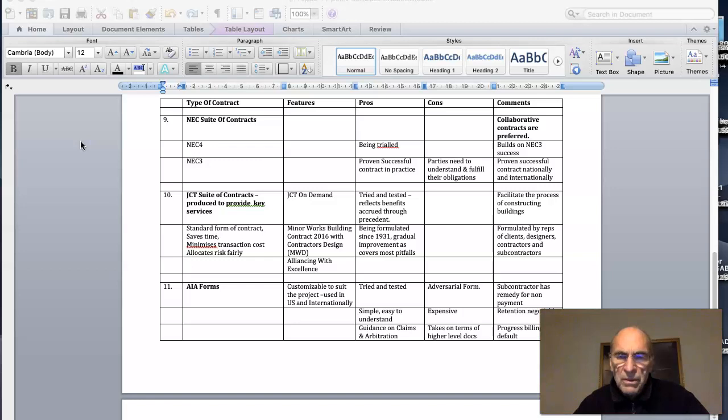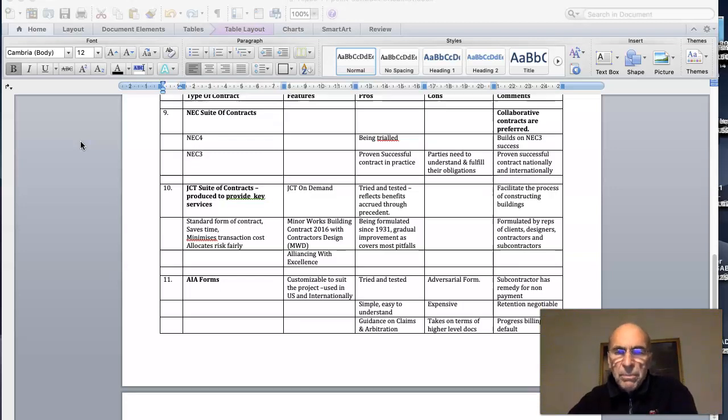There's another set of contracts here, which is the AIA forms, which are American Institute of Architects. They're customizable to suit the project, used in the US and internationally. They're tried and tested. They are an adversarial form of contract. The subcontract has remedy for non-payment if the contractor hasn't paid him. The contract is simple and easy to understand. It's expensive. The retention amount is negotiable, and there's guidance on claims and arbitration from case law, taking on the terms of higher level documents. Generally, it's a proven form of contract.